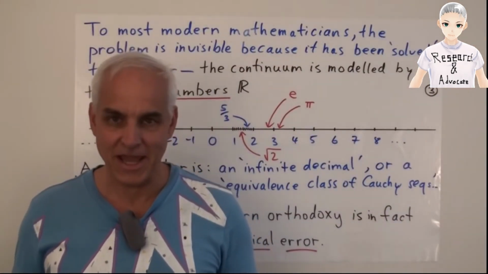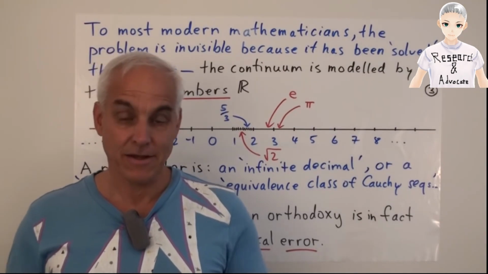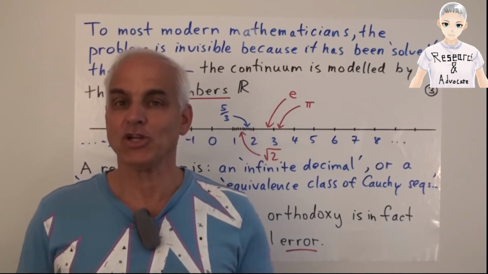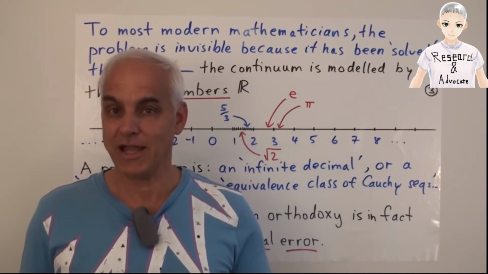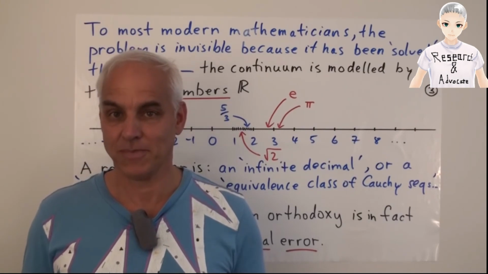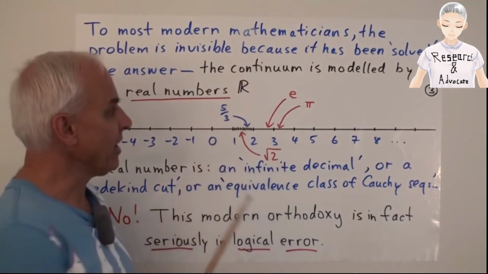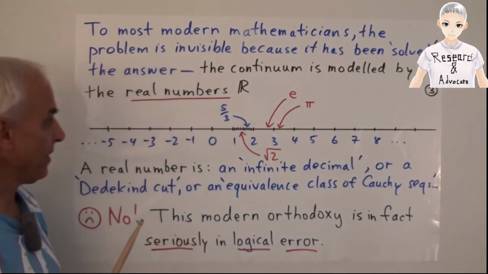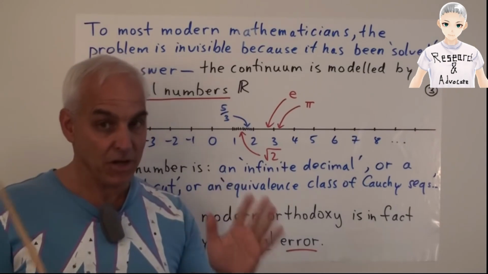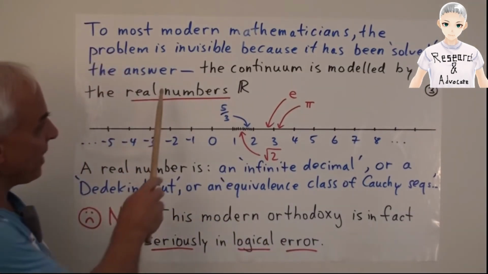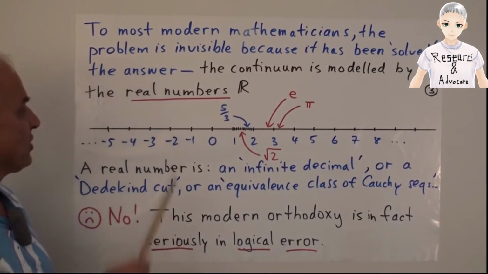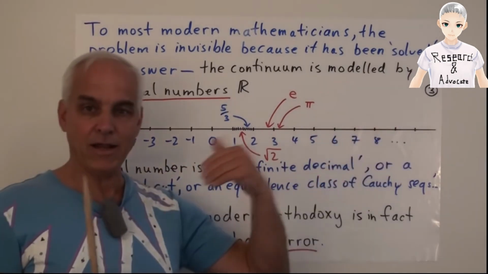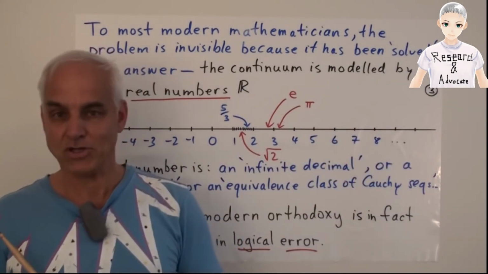One very interesting aspect of this problem is that nowadays, around the year 2014, this problem is largely invisible to most math students and, in fact, most mathematics professors. That's because the modern pure mathematician largely believes that this problem has been solved. This is an erroneous idea, but it's a very common one. They think that the continuum is modeled by the so-called real number line. They think that there is something called the real number line, and that answers the question of what the continuum is.